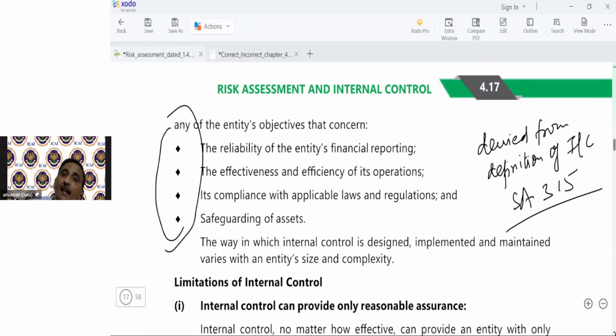say the company is not complying with pollution laws, then pollution authorities might slap a notice on the company. The company may be asked to deposit a penalty. The penalty may be material. Okay, there would be an increased risk that the company is not disclosing information on this count.